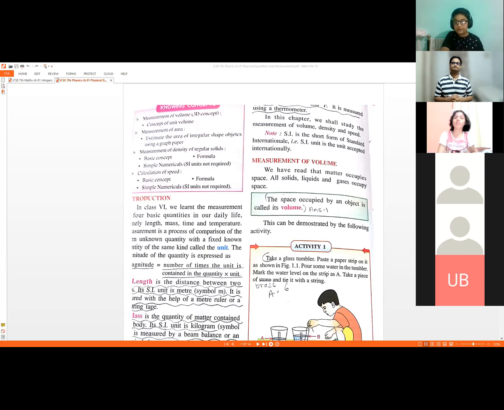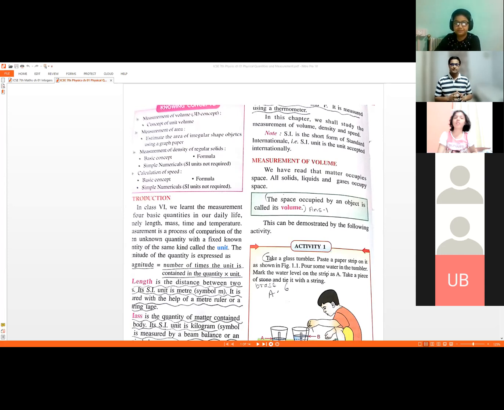A physical quantity is the quantity which can be measured. Absolutely, exactly. The quantity which can be measured, or maybe even calculated using certain formulae, is called a physical quantity. Let me give you a couple of examples.